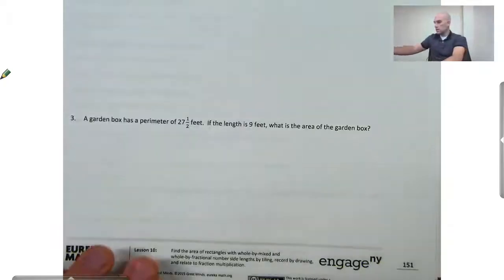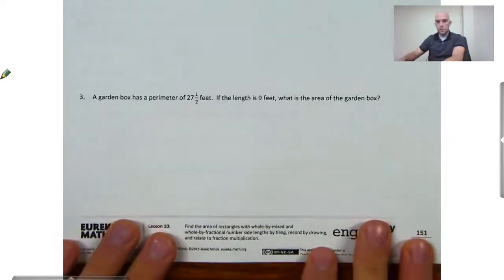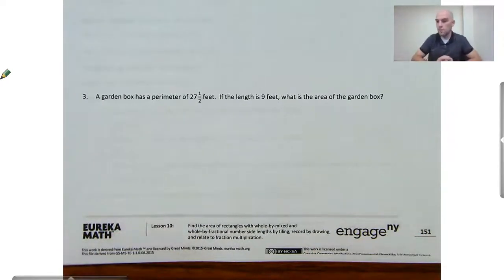Let's look at the next page here. So we're going to do this number 3 right here. And it says a garden box has a perimeter of 27.5 feet. If the length is 9 feet, what is the area of the garden box?